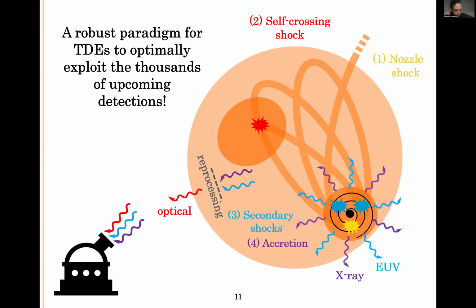So just to conclude, I hope that what I presented will pave the way to a robust model for the observational signatures from tidal disruption events, that in the future can be used to optimally exploit the thousands of upcoming detections, making TDEs reliable tools to measure supermassive black hole masses, and also learn about their origin in the early universe. Thank you.